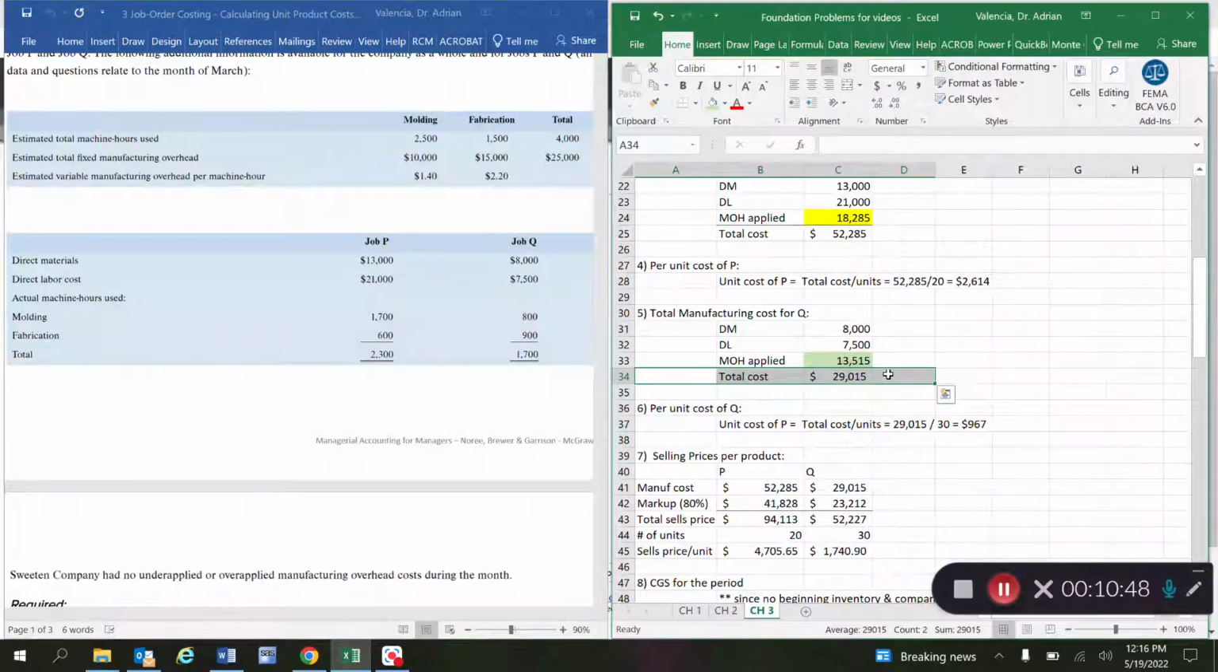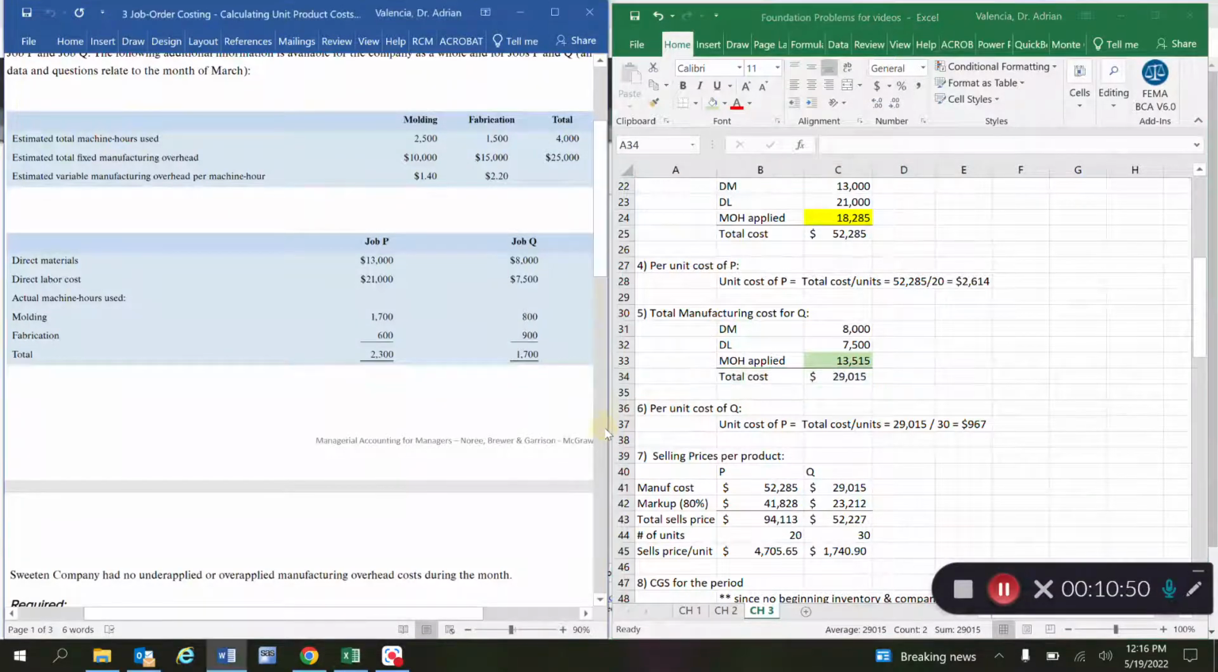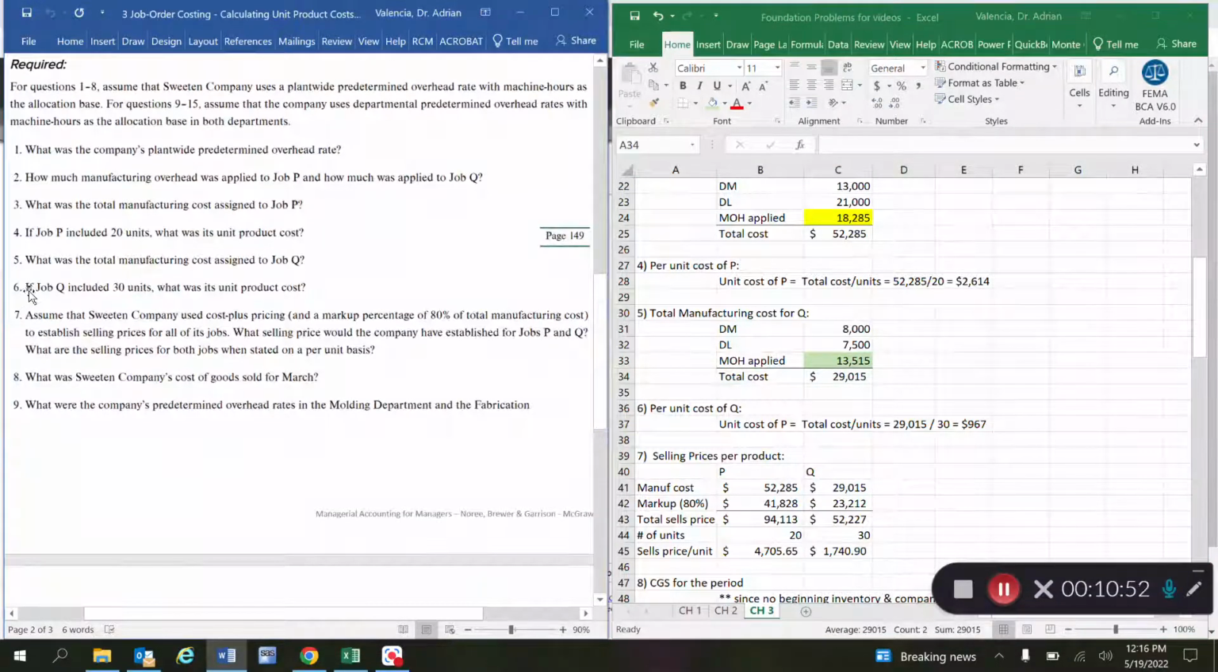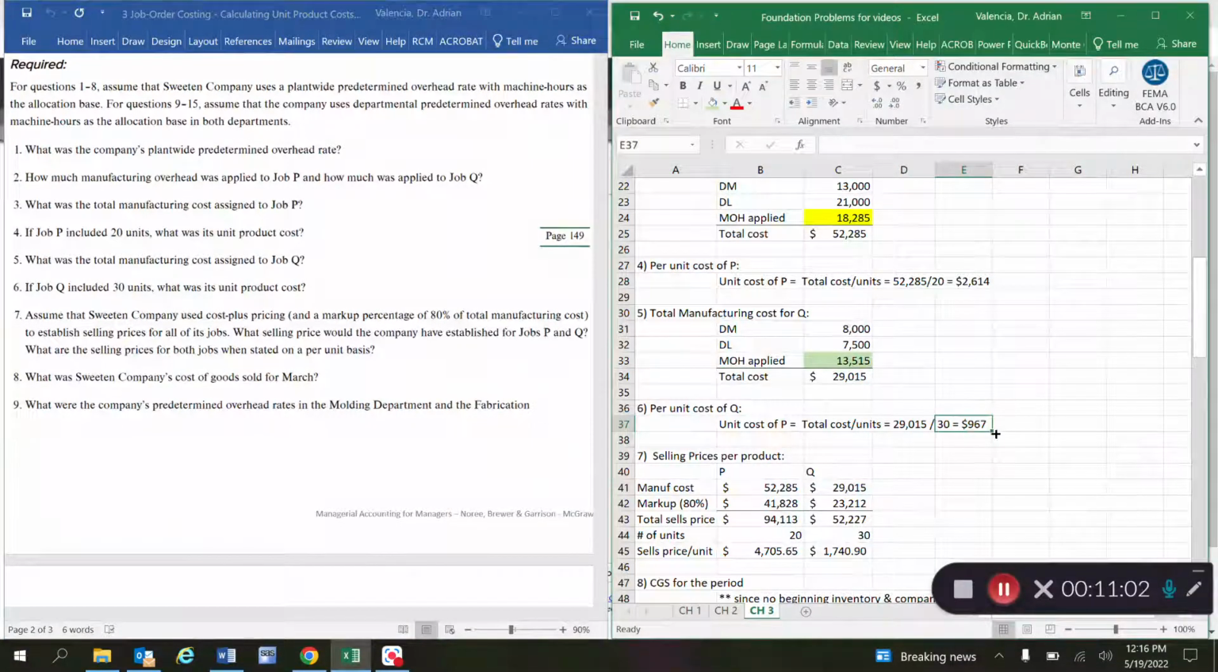All right, so number 6 is asking us if job Q included 30 units, what's the cost per unit? Again, straightforward. Your 29,015 divided by 30 means that now the estimated cost per unit of job Q is $967.